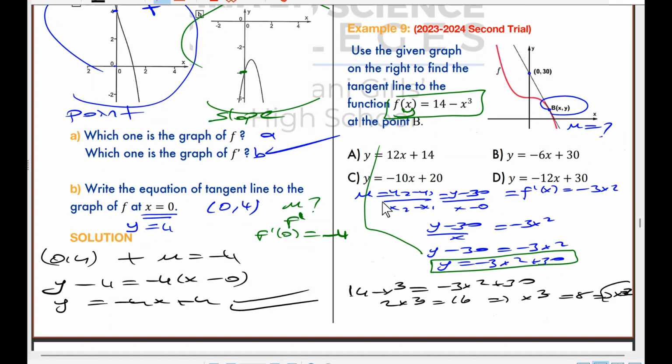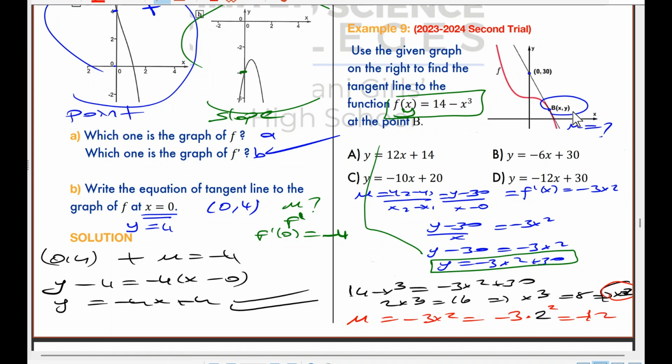Now I knew what the slope was. In the beginning, I found slope as negative 3x squared. So since I got the value of x, I can substitute it back. Negative 3 times x, which is 2 squared. 2 squared is 4, 4 times negative 3, negative 12. So I got my slope.